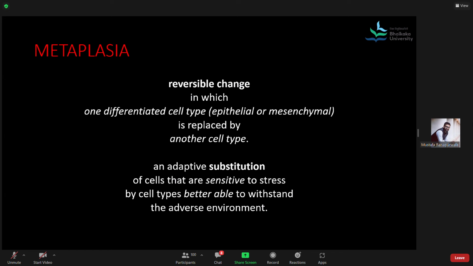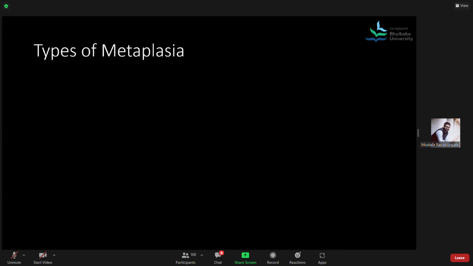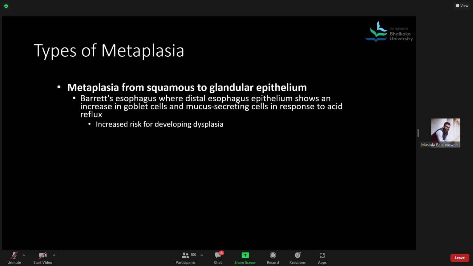Fine. Let me give you examples of metaplasia. There are different types of metaplasias. We've got metaplasia where squamous epithelium is shifted to glandular epithelium. The classic example of that is Barrett's esophagus, right?